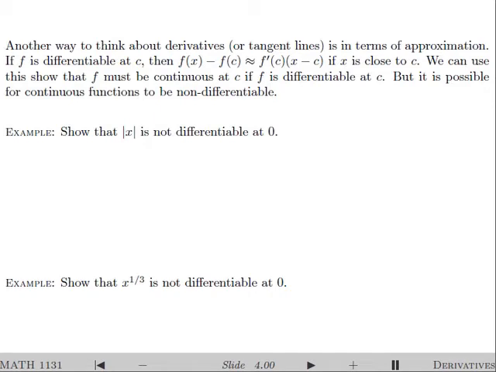Intuitively, this just says that as we make x closer and closer to c, f of x gets closer and closer to f of c. In particular, for x close to c, f of x is close to f of c.